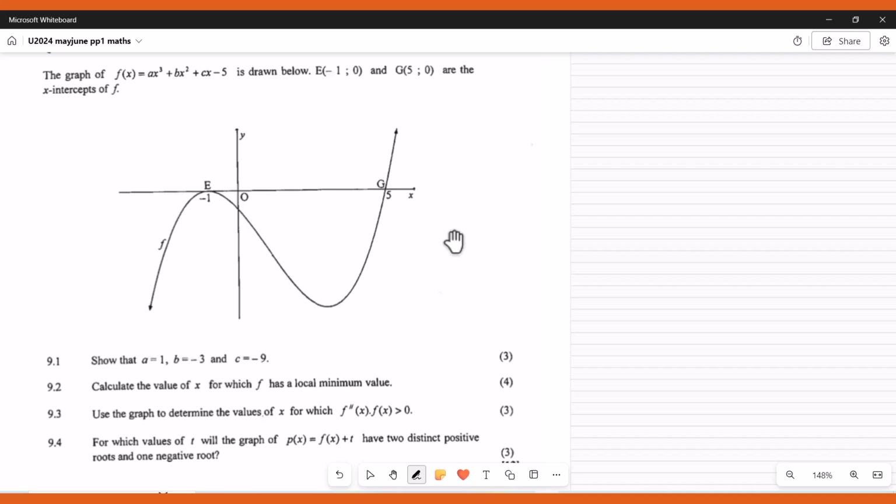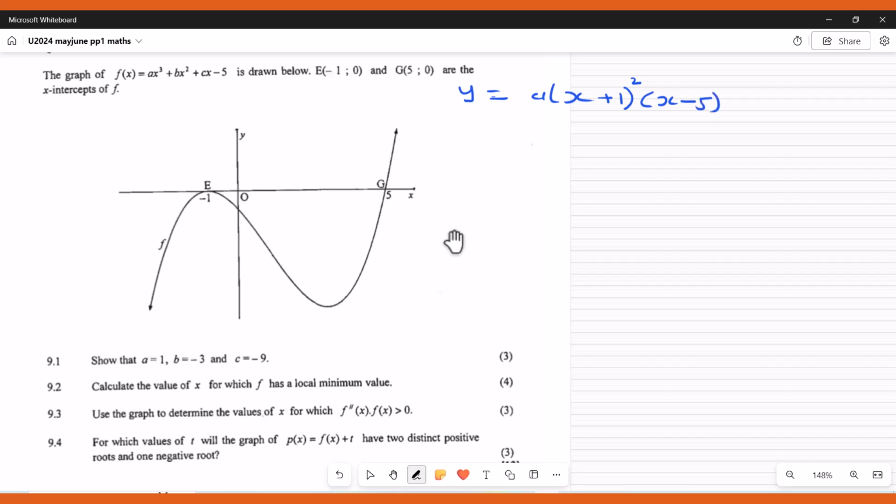So for that matter, it means that our function must be given by the equation y equals a, open brackets, x plus 1, because of negative 1 here, squared. We must keep a square here because this negative 1 is both a turning point and also the x-intercept. Then we say here x minus 5.